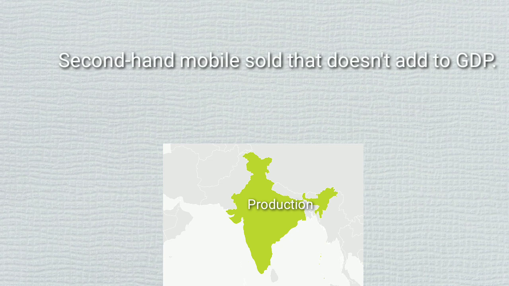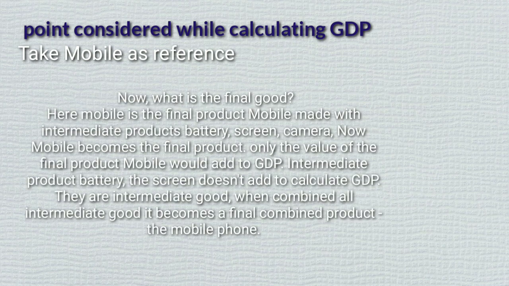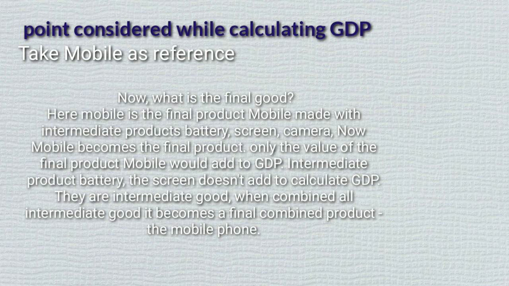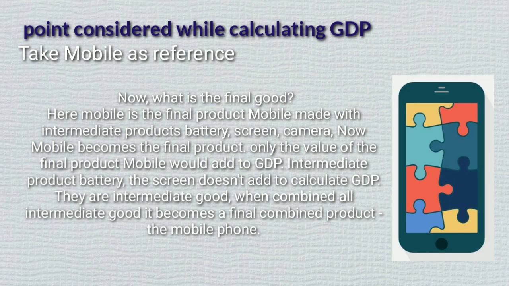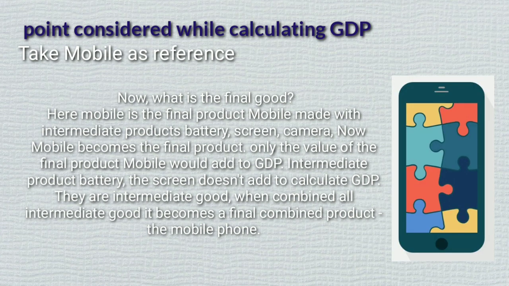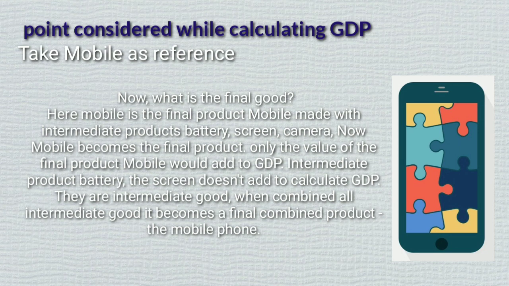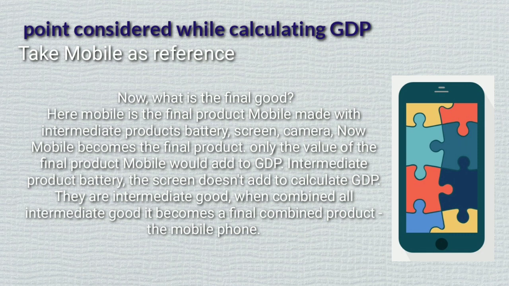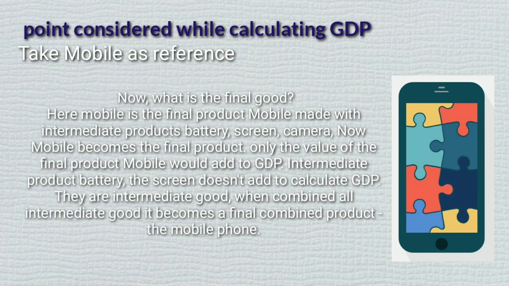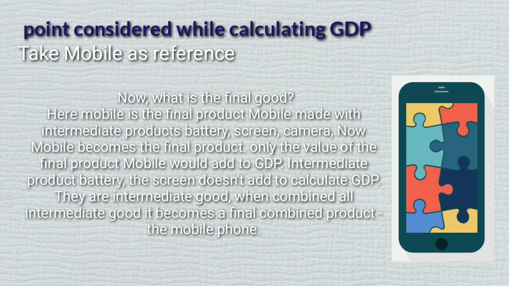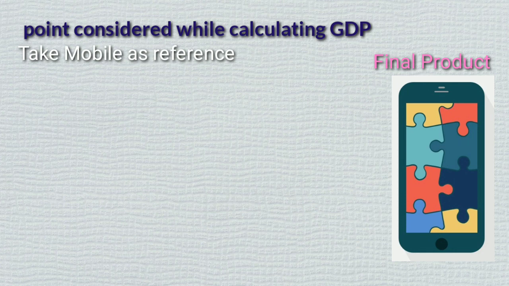Second-hand mobile sold that doesn't add to GDP. Points considered while calculating GDP. 1. Now, what is the final good? Here mobile is the final product. Mobile is made with intermediate products: battery, screen, camera. Now mobile becomes the final product. Only the value of the final product, the mobile, would add to GDP. Intermediate products like the battery and the screen don't add to GDP. They are intermediate goods. When all intermediate goods are combined, they become a final product, the mobile phone.